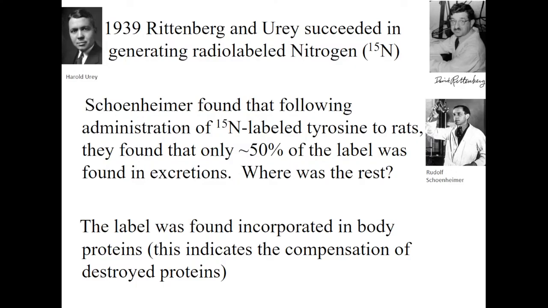This was discovered in the 1940s, in the 40th years of the last century, by using labeled nitrogen. Rittenberg, Urey, and Hoerheimer provided evidence that proteins are exchanged. For example, the use of labeled nitrogen led to the appearance of excretion of only a part, while the other part was accumulated in the body as proteins.